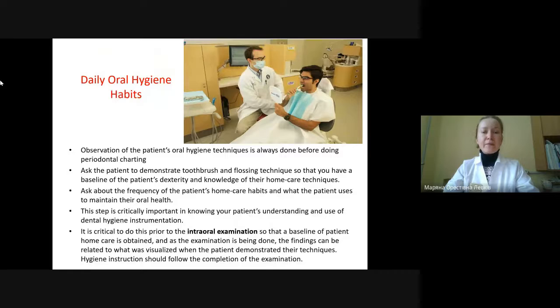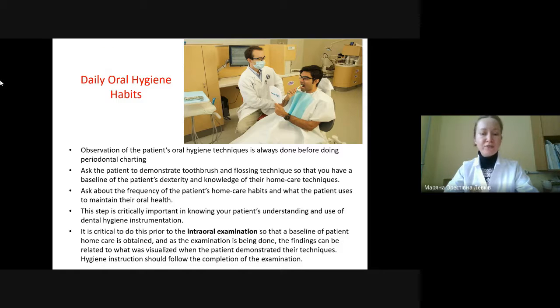The final step in the communication questionnaire of the patient is to assess daily oral hygiene habits. Observation of the patient's oral hygiene techniques is always done before doing periodontal charting. It is an essential step. Ask the patient to demonstrate toothbrush and flossing technique so that you have a baseline of the patient's dexterity and knowledge of their home care techniques.